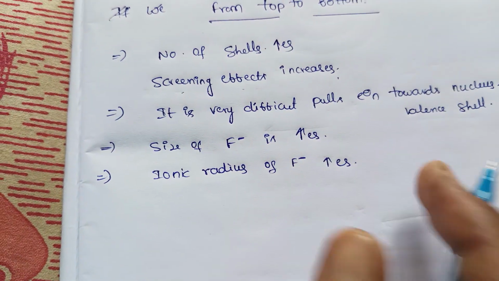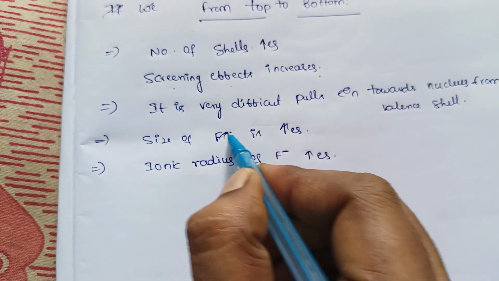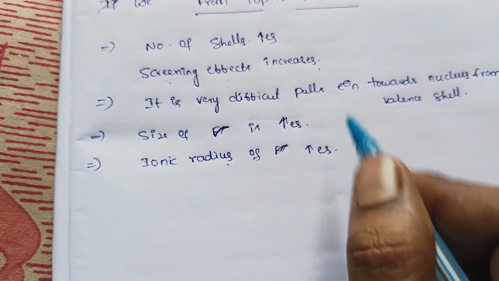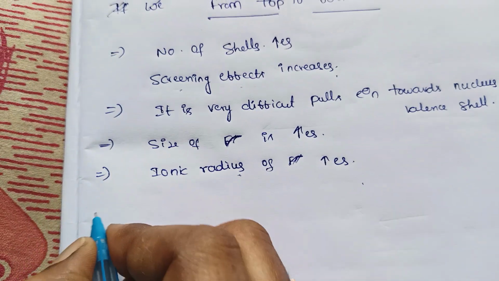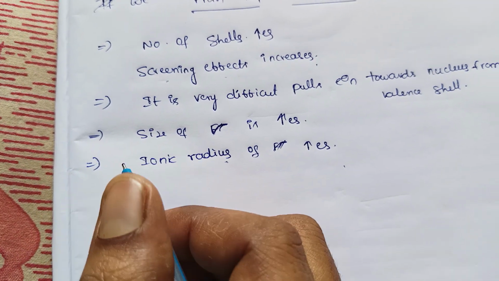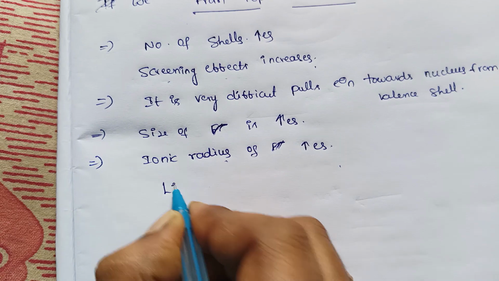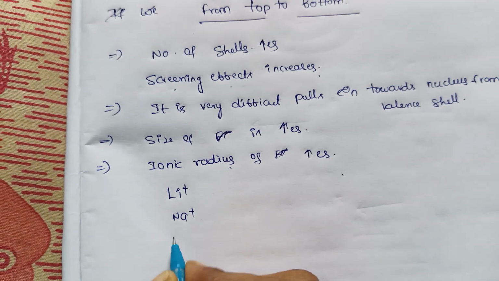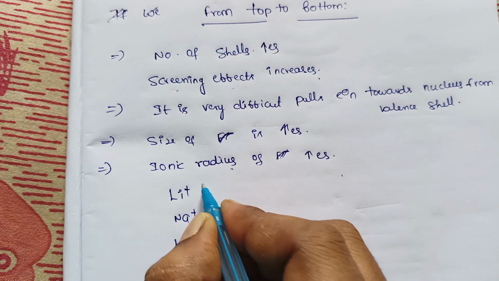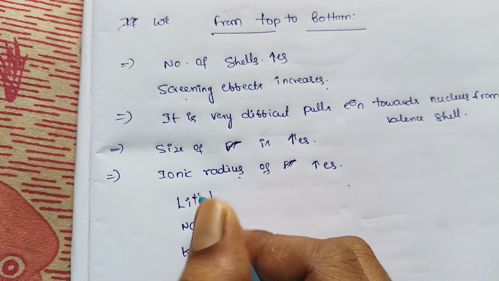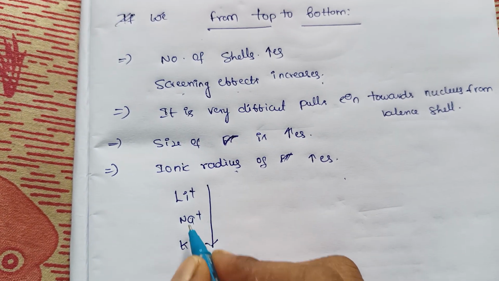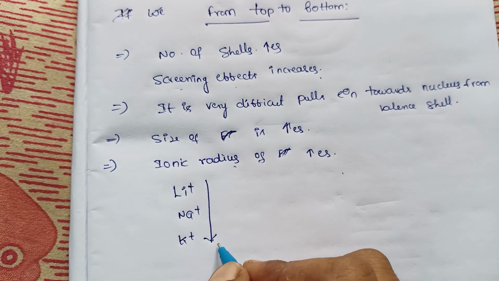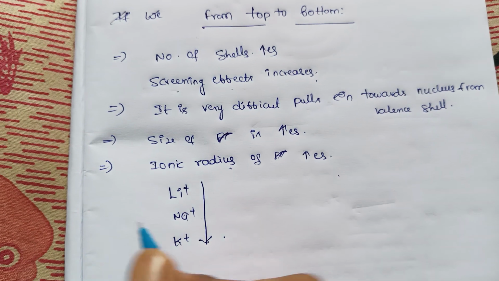From top to bottom, size increases, and the ionic radius increases from top to bottom. If we take the first group, lithium, sodium, potassium, the lithium ion, sodium ion, potassium ion, the number of shells increases. From lithium to potassium the shells increase, so the ionic radius also increases.